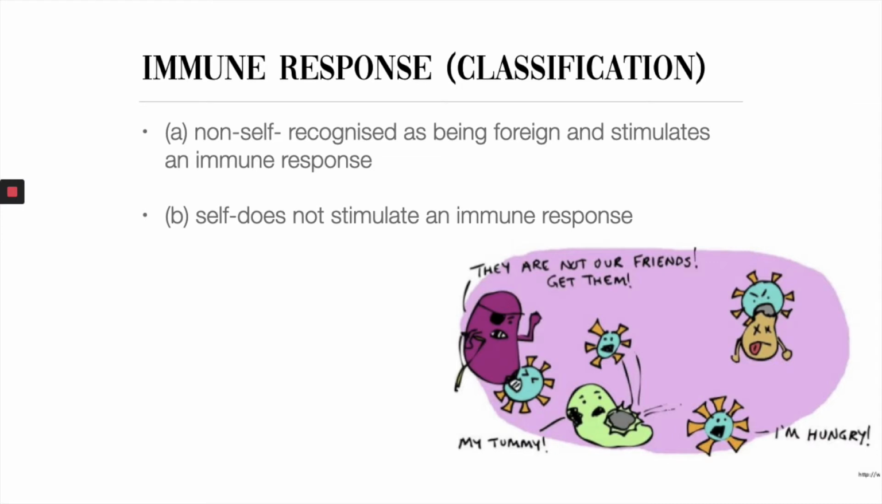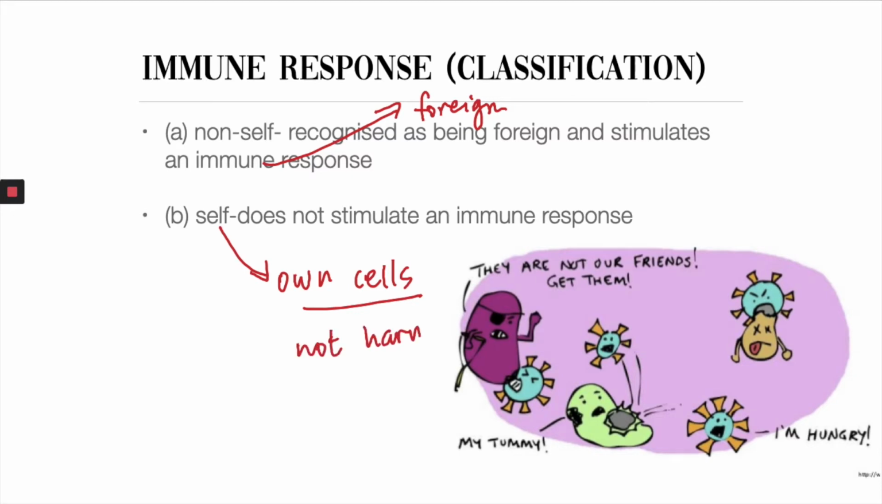Non-self means it is recognized as being foreign and stimulates an immune response, but self does not stimulate any immune response at all. For non-self, this is mostly for foreign matters that go inside our body. But for self, it means that your immune cells recognize your own cells and they do not act upon them because they know that they are not harmful.